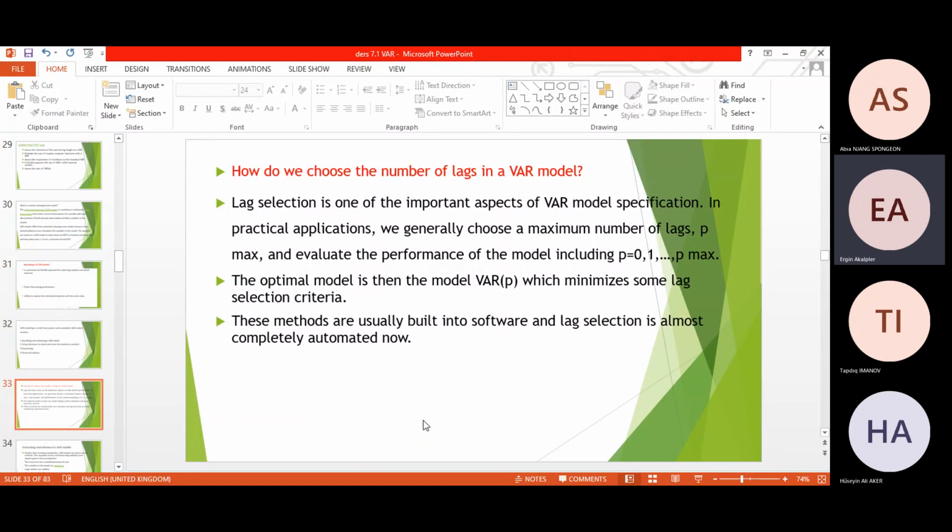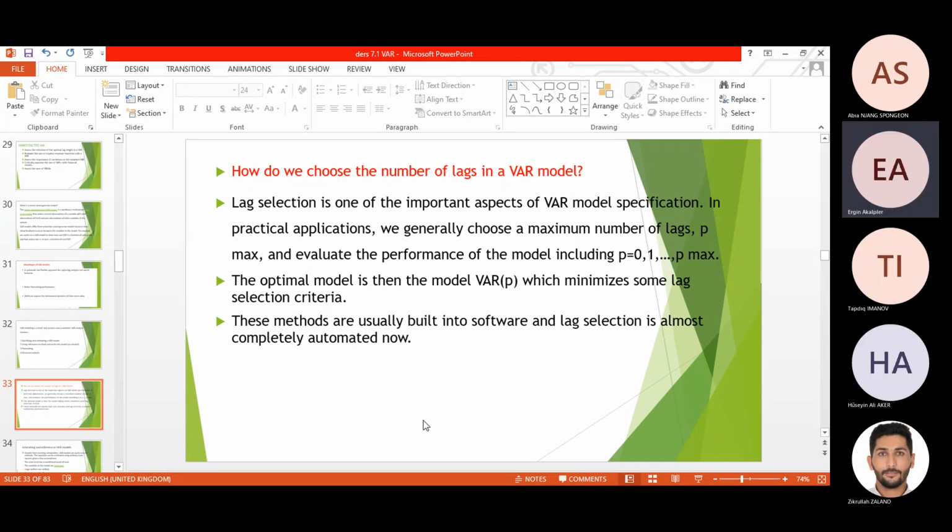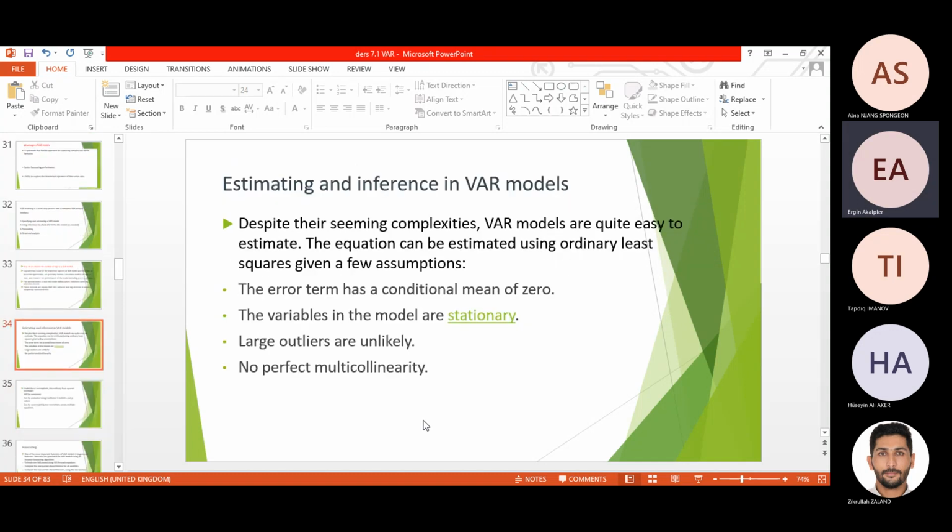Lag selection is one of the important aspects of VAR model specification. In practical application, we generally choose the maximum number of lags, p maximum, and evaluate the performance of the model, including 1 to the maximum. The optimal model is then the VAR, vector autoregressive, which minimizes some lag selection criteria. These methods are usually built into software, and lag selection is almost completely automated now, as in the EViews we are doing.